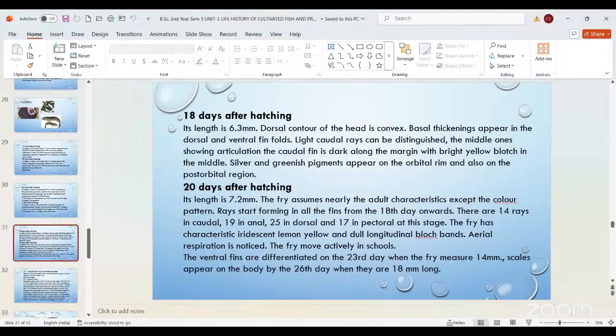18 days after hatching, its length is 6.3 mm. Dorsal contour of the head is convex. Basal thickenings appear in the dorsal and ventral fin folds. Light caudal rays can be distinguished, the middle ones showing articulation. The caudal fin is dark along the margin with a bright yellow blotch in the middle. Silver and greenish pigments appear on the orbital rim and also on the post-orbital region.